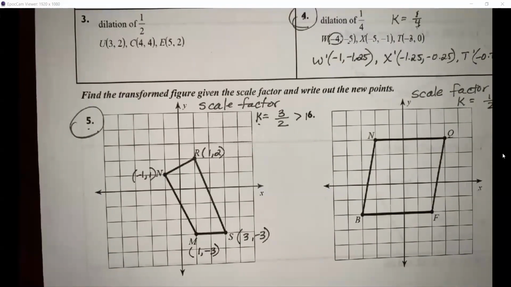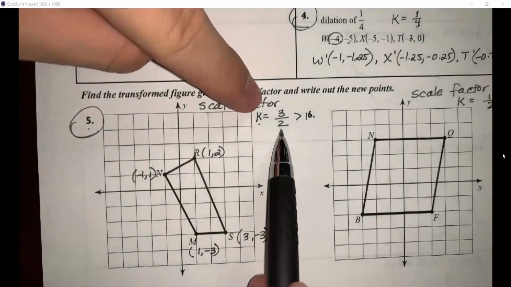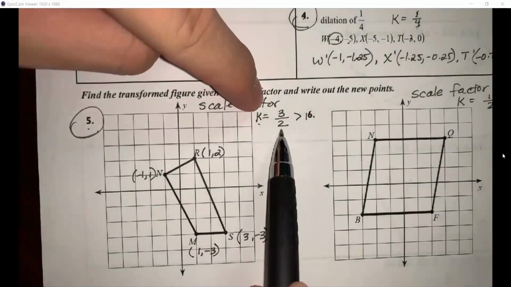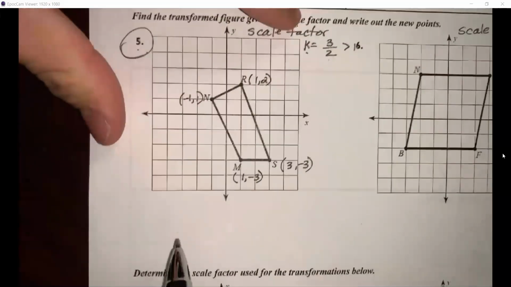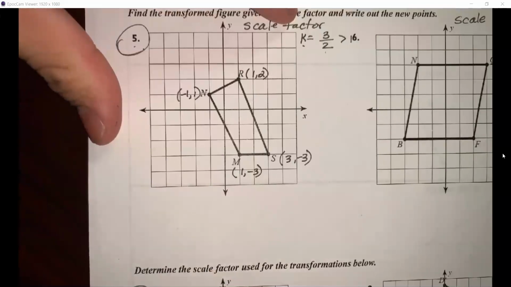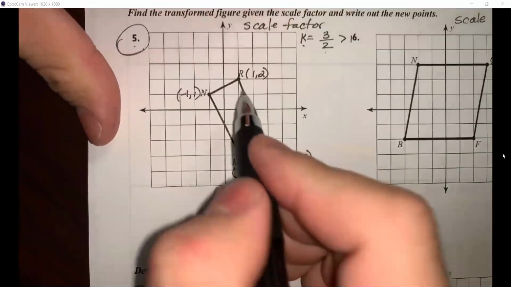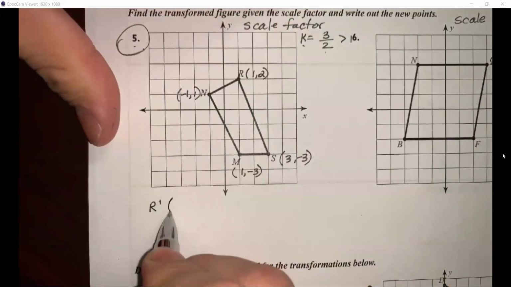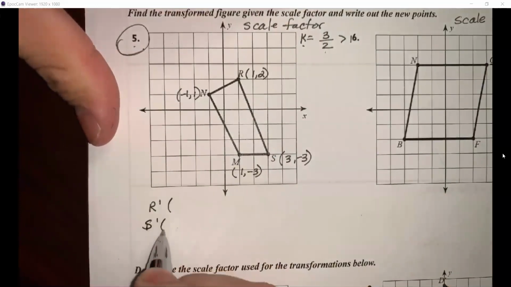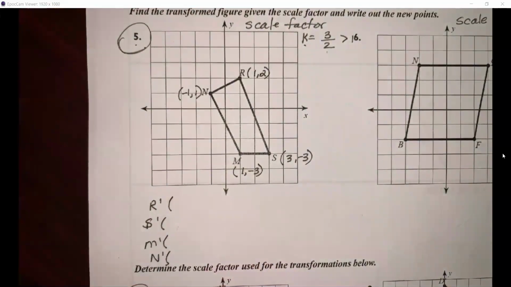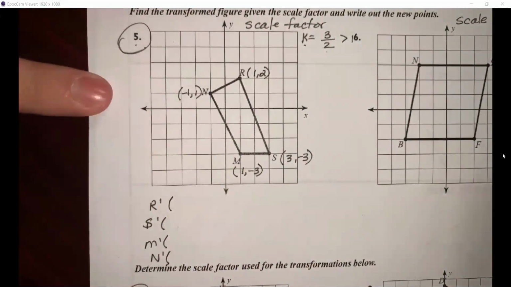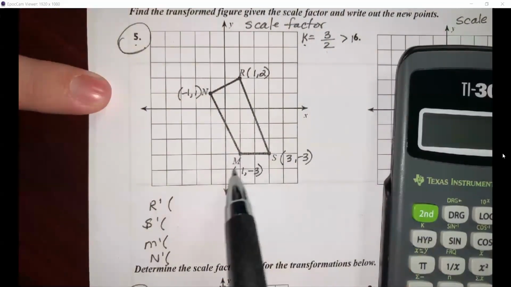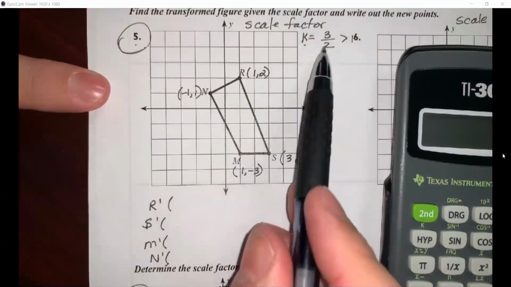So again, if I'm using a scale factor of 3/2, what I'm going to do is down below, make a list of what my new points should be. So obviously I'm going to start with R. I'm going to have a new R, a new S, a new M, and a new N. And then down here, I'm going to try to be organized with my work. I'm going to multiply every single one of these numbers by 3/2.